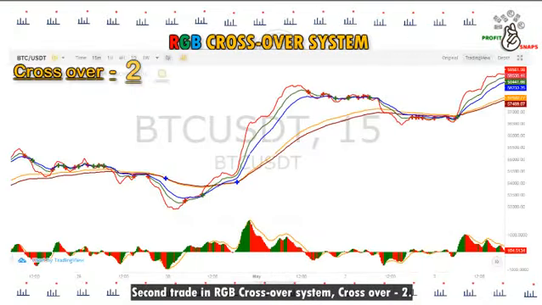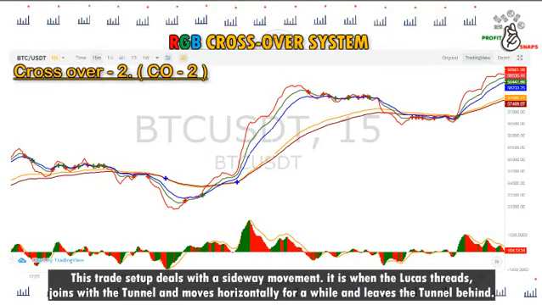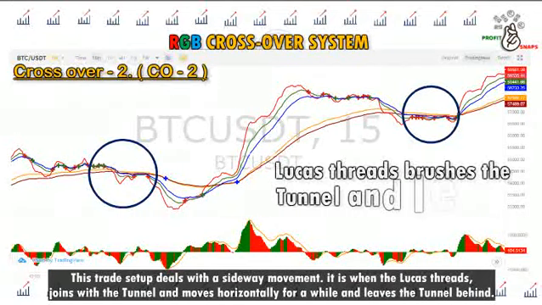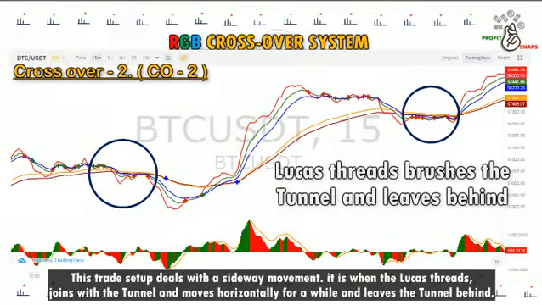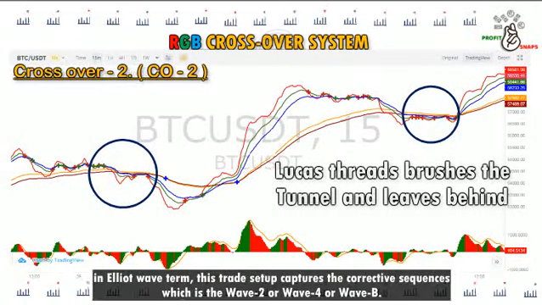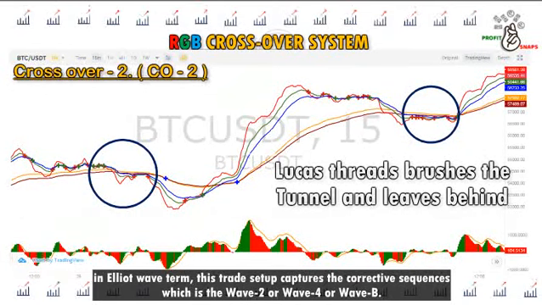Second trade in RGB crossover system, crossover 2. This trade setup deals with a sideways movement. It is when the Lucas threads join with the tunnel and move horizontally for a while and leave the tunnel behind. This trade setup captures the corrective sequences, which is the wave 2 or wave 4 or wave B, in Elliot wave terms.